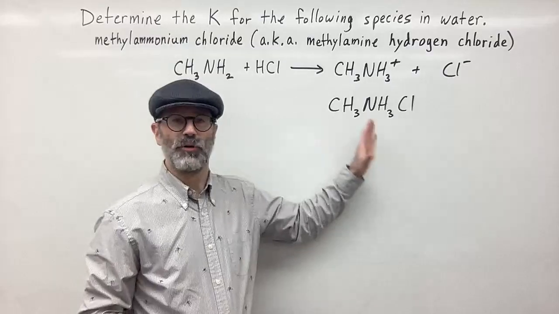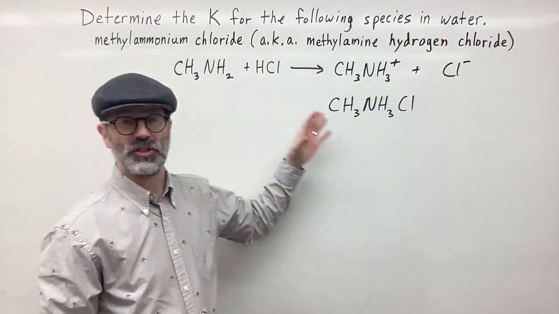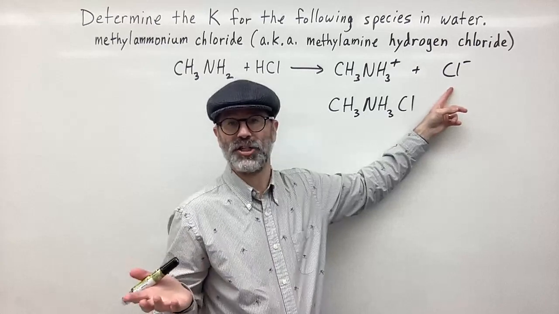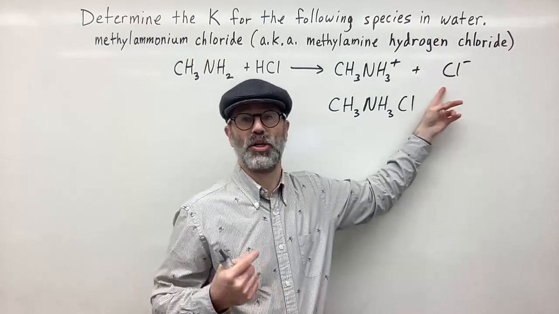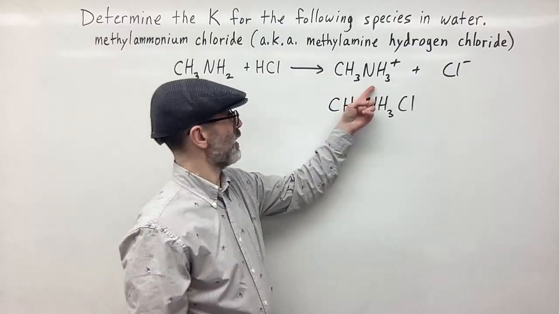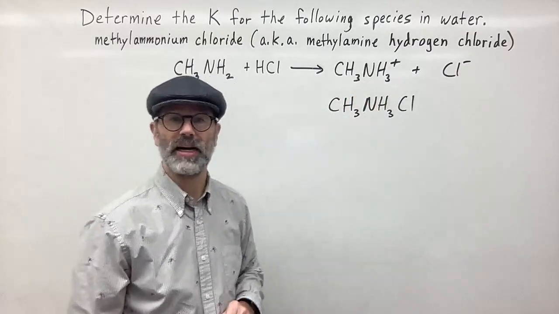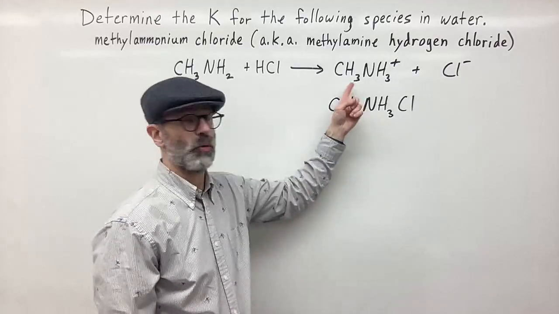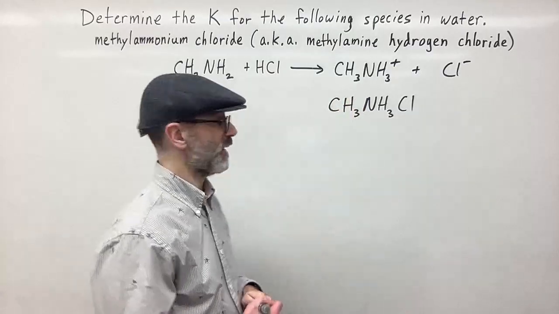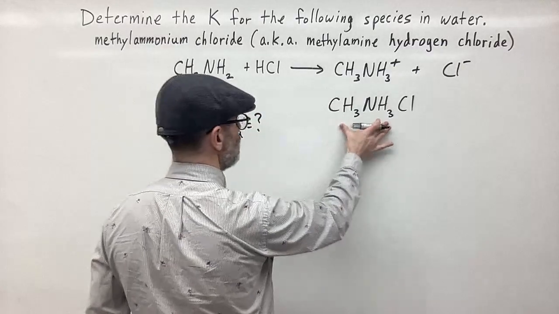So if you were to react this in water, right, so we're trying to determine the K for the following species in water. If you put this in water, they're going to separate. You've got your chloride ion, and that's the conjugate base of a strong acid. So this is going to be neutral in solution, so that's not going to have any effect. And then here we have our conjugate acid. So this is the one thing we're going to be looking at to find out what the K value is. And since it's a conjugate acid, that would be the Ka. So we want to find what is the Ka of this substance here.